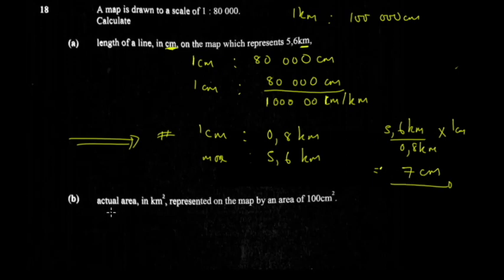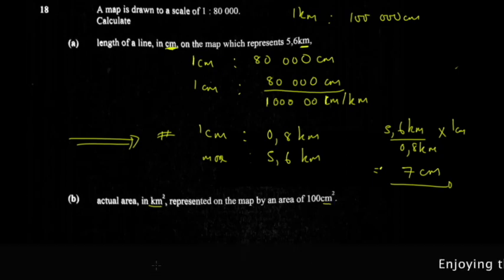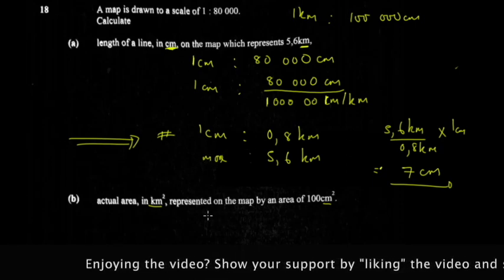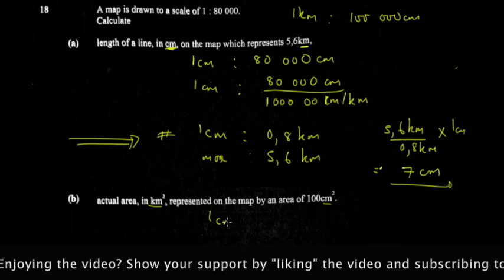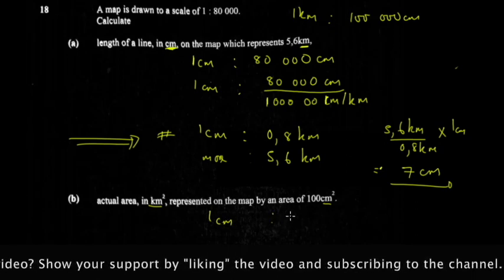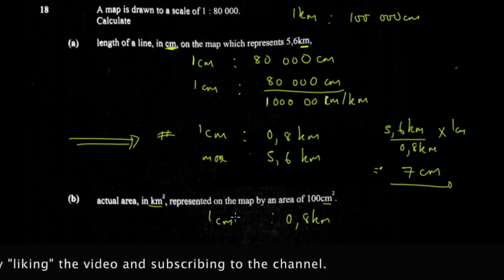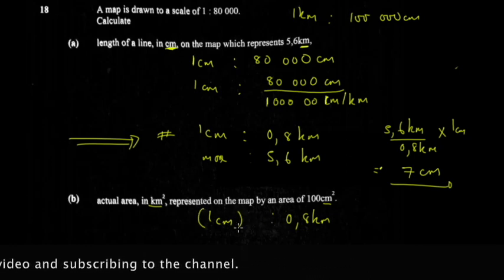And then you ask, calculate the actual area in square kilometers represented by a map of 100 centimeters squared. Okay, now you're dealing with square kilometers and square centimeters. You now need another area factor. So this one was the length factor, this one was the length scale. So you need an area scale. Well, how do you get it? It's simply 1 centimeter is to 0.8 kilometers like this. And then we say that for area factor, we have to square.